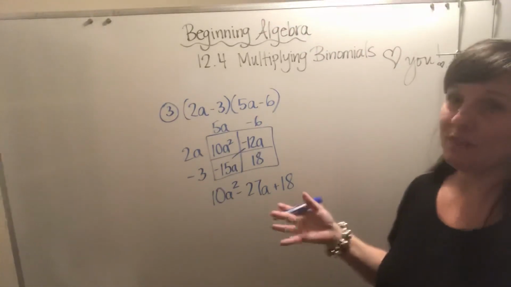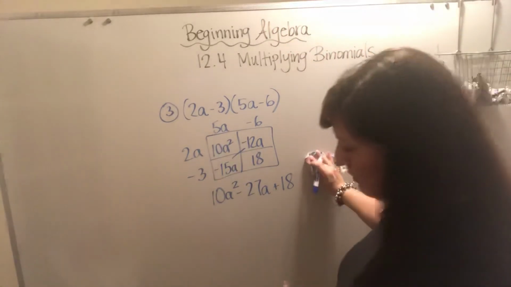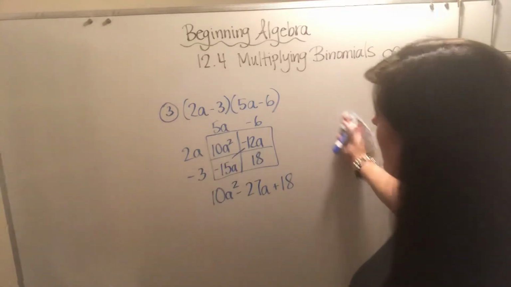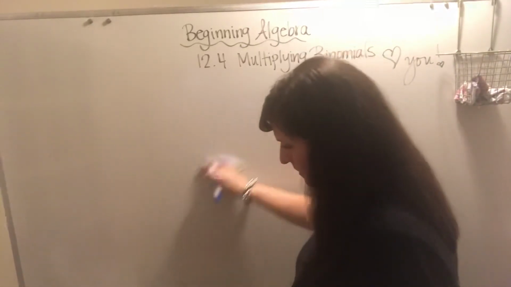I love doing these kind of things. To me, it's like a puzzle. Okay? But again, see what works for you. That's number 3, using magic box. I'll go ahead and do number 4. And I'll do FOIL on that one.